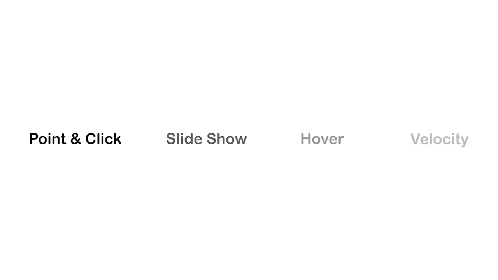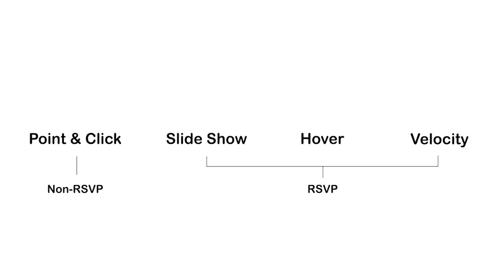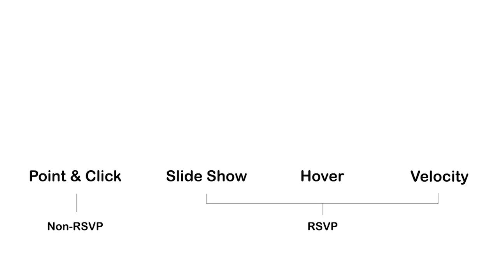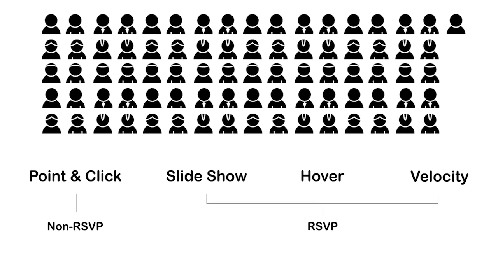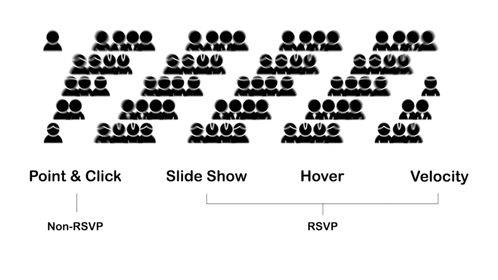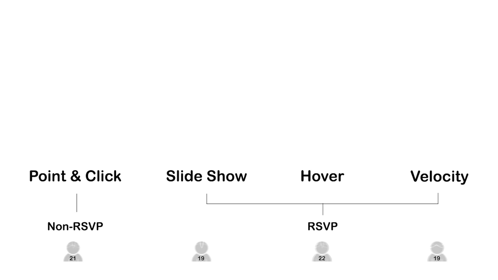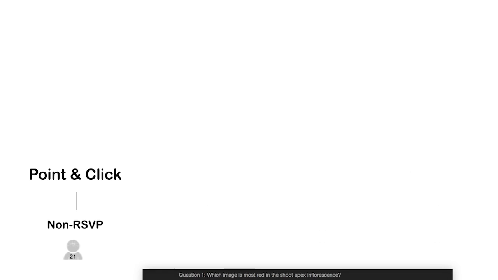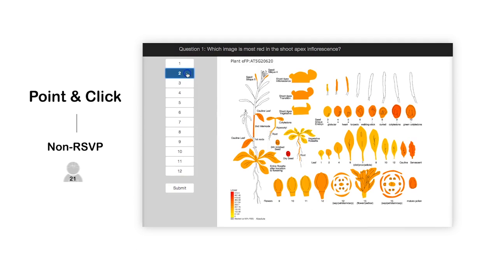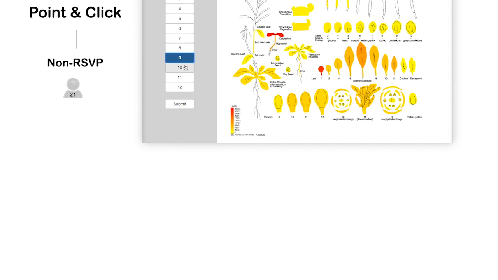We compared 4 user interfaces to find out if RSVP can improve performance on visual search tasks using EFP images. 81 students from a bioinformatics methods course at the University of Toronto were randomly assigned to 4 groups. The first group was given a non-RSVP interface in which they had to manually select which image is displayed by pointing and clicking on the associated buttons.